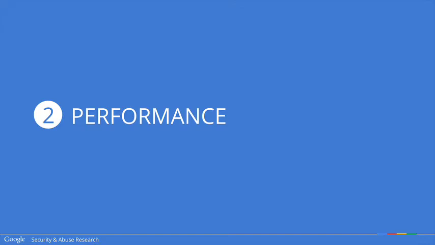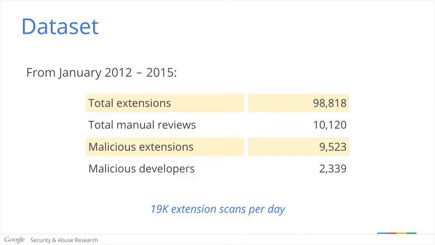So how well is the system doing, or how well did it do? In a 3-year period, our system analyzed around 100,000 unique extensions. Of those, around 10% were considered suspicious by our system, and the majority of those were found to be truly malicious.